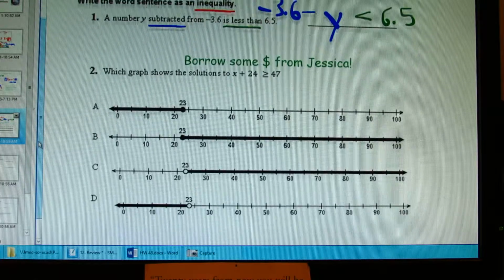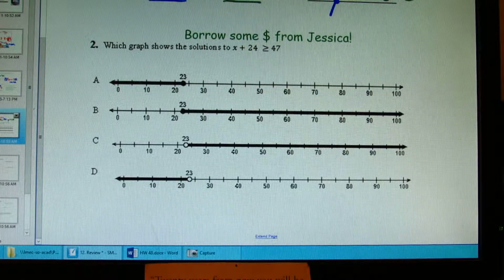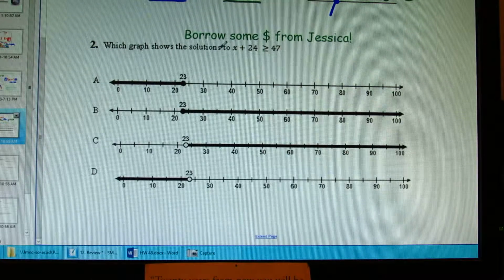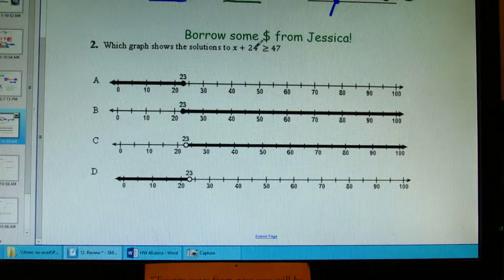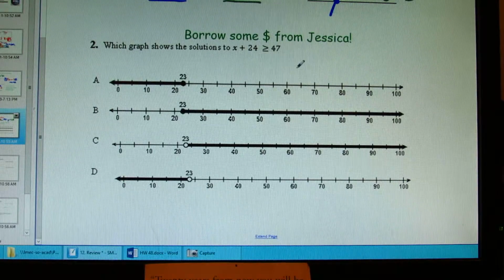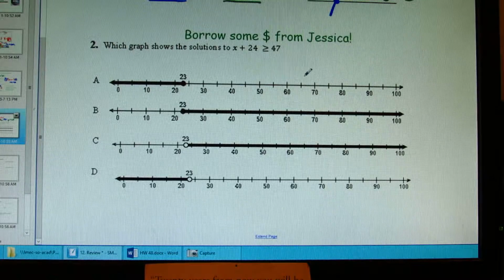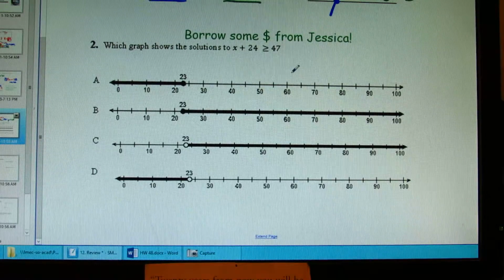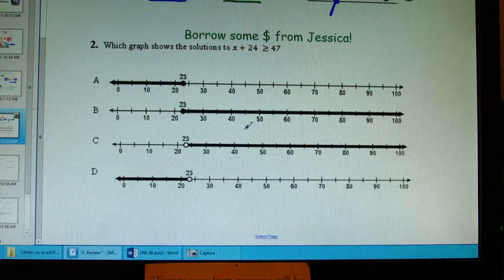Okay. Look at this one. It's an interesting question. They give you the inequality. Which graph shows the solutions to x plus 24 is greater than or equal to 47? Now, if you know our trick for solving, you know there's a pretty good idea what the answer is going to be looking at the graphs alone.